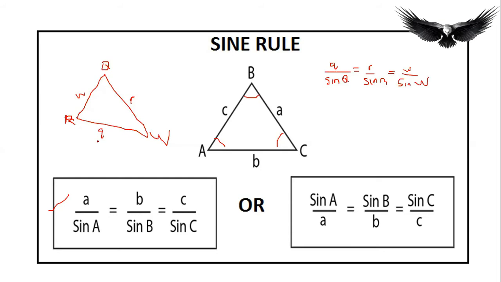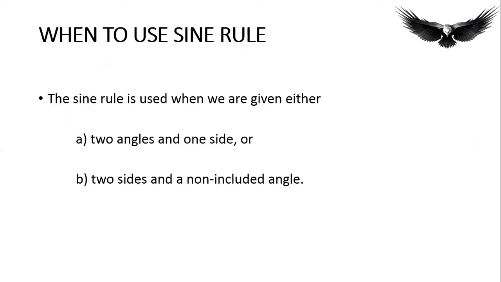But before we go into solving an exam question using the sine rule, let me give a conclusion by saying the sine rule is used when we are given two angles and one side. When you're given two angles and one side, you can use the sine rule to find the other side or the other angle. Or a situation where you're given two sides and a non-included angle. So these are the situations in which you can use the sine rule.